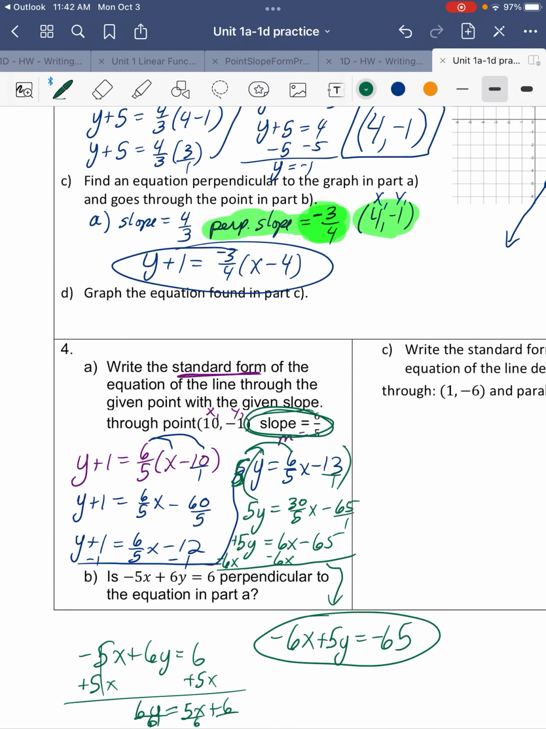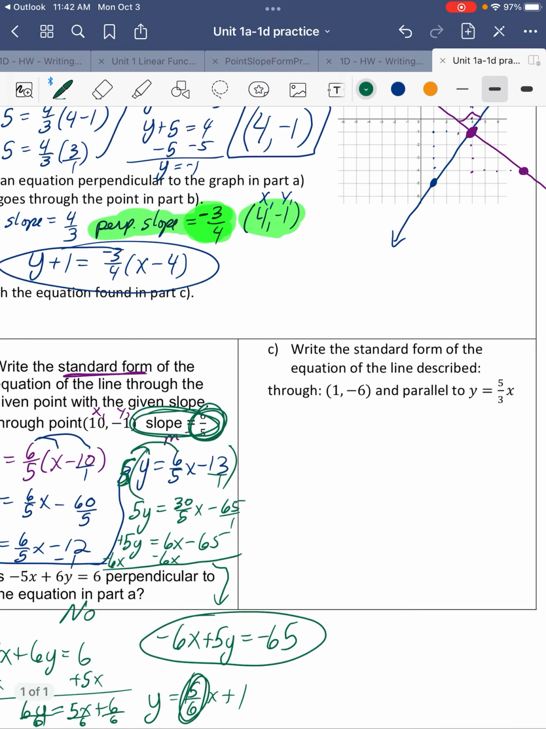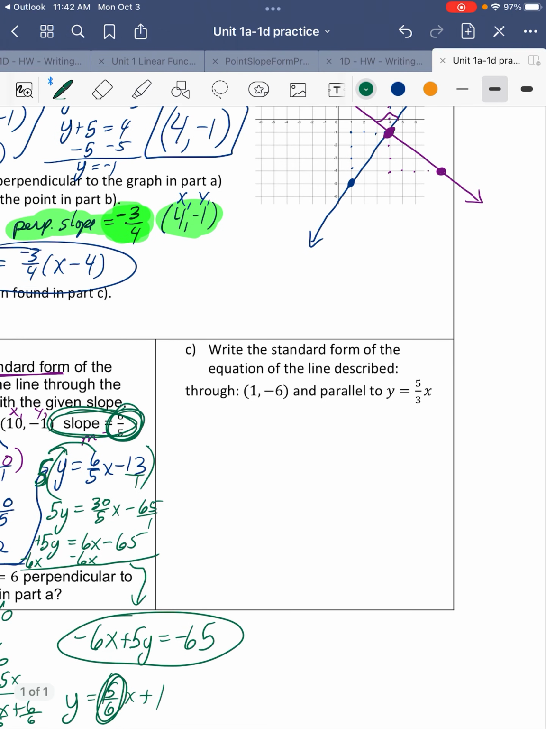And then I'm going to divide by 6, divide by 6, divide by 6. And we get y equals 5/6 x plus 1. How is that? It is the reciprocal, but 6/5 and 5/6 have the same sign. It would have to be a negative 5/6, so this is a no. If it was a negative 5/6, then it would be a yes. So because this is positive and the original slope is positive, they are not perpendicular to each other.